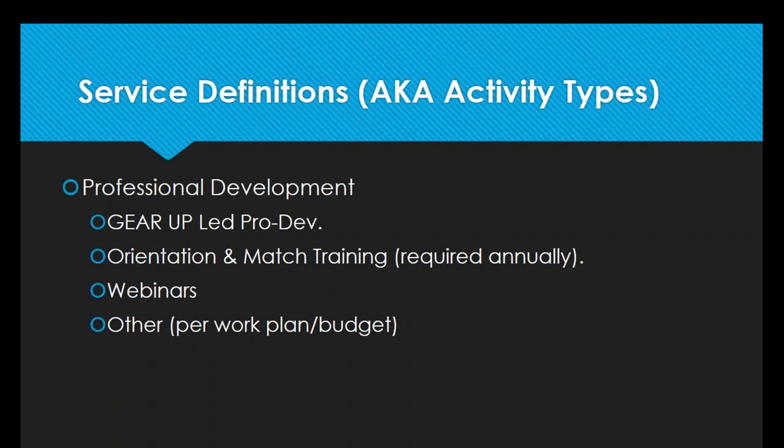In the professional development module, we have four activity types. One is the Gear Up Led Pro Dev. Again, that's Gear Up West and our four workshops. Then we have an orientation and match training, which is required annually. We have webinars, which is what we're doing today. And then we have other, which would include things like AVID and AP Institute. I'm going to pause for questions.